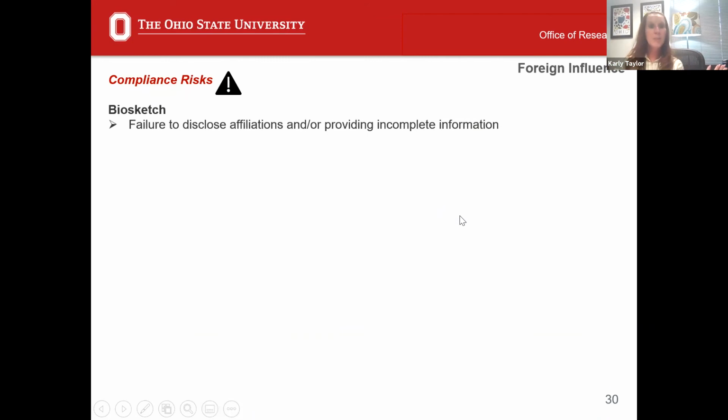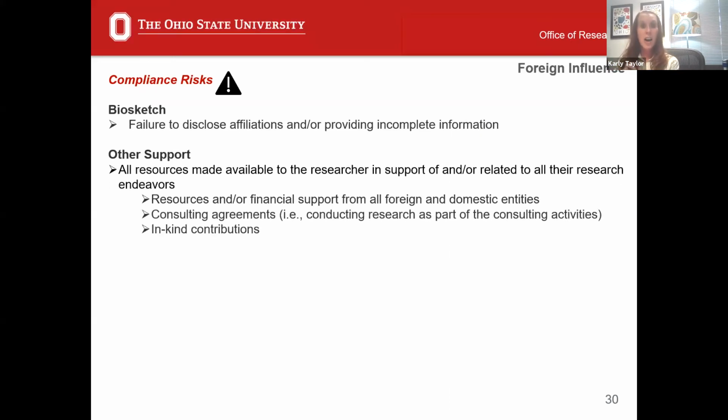So some of our compliance risks that we're seeing when we're doing investigations and our internal reviews is, again, investigators failing to disclose affiliations and provide complete information on their biosketch. And so that means sometimes we have to go back to the federal sponsor and provide an updated biosketch. Next one.